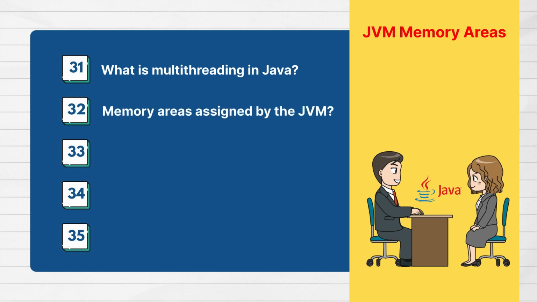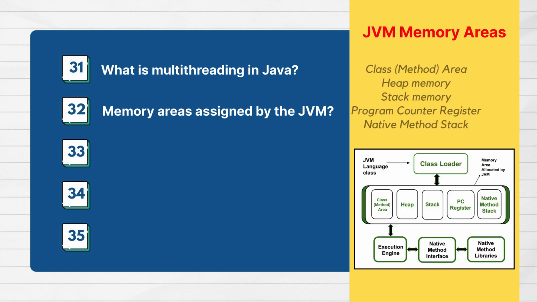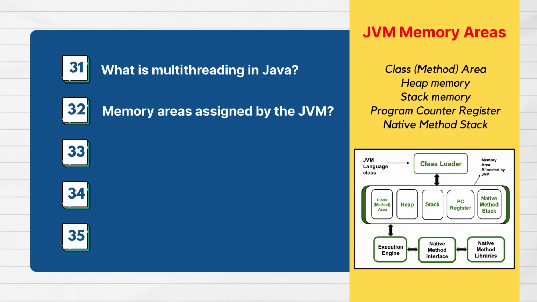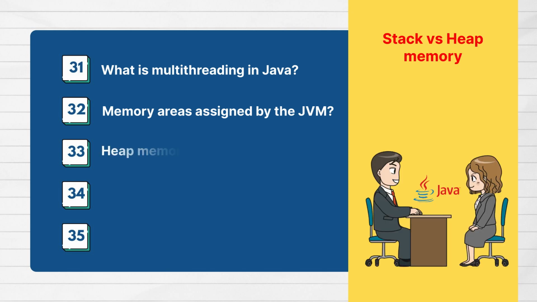What are the different memory areas assigned by the JVM? There are 5 types of memory areas that a JVM can allocate: class area, heap memory, stack memory, program counter register, and native method stack. What is the difference between heap memory and stack memory?